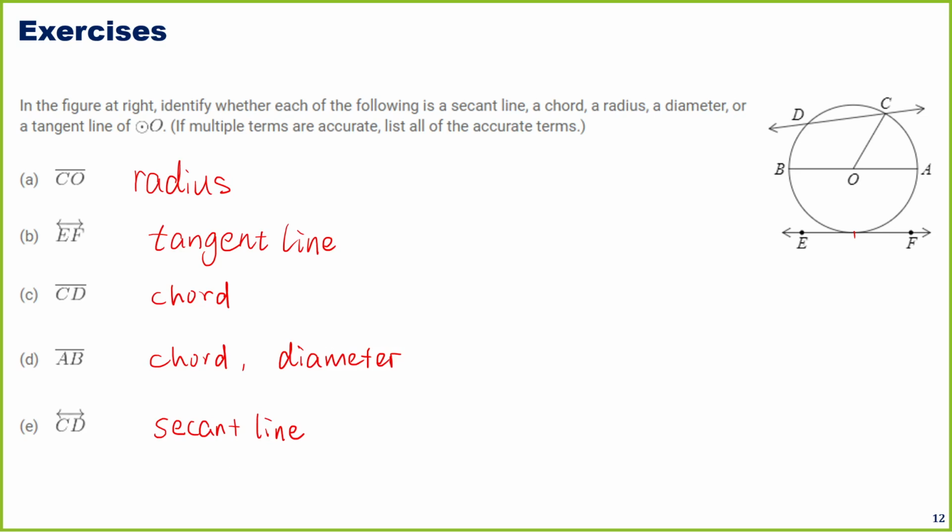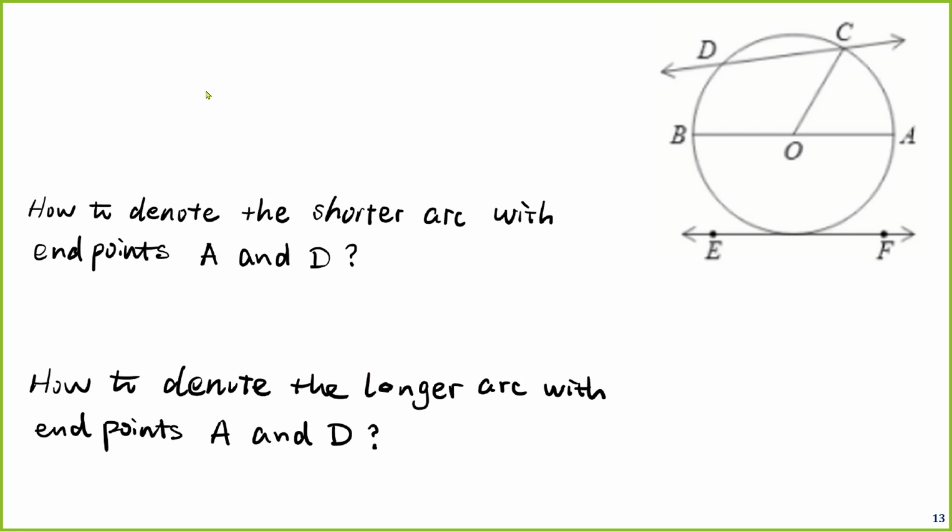Any questions? Alright, then if no questions, let's have a look at another quiz. How do you denote the shorter arc with endpoints A and D, given the diagram on the top right? And how to denote the longer arc?